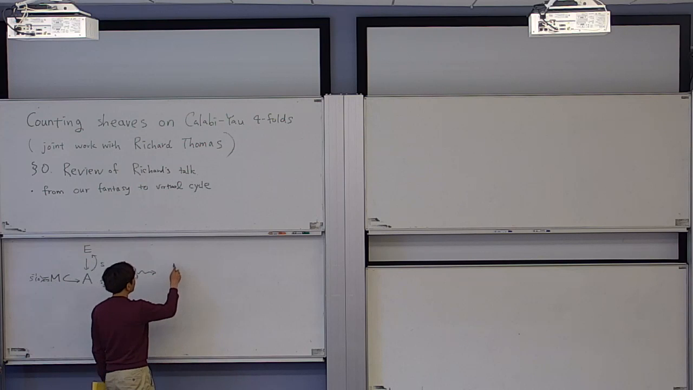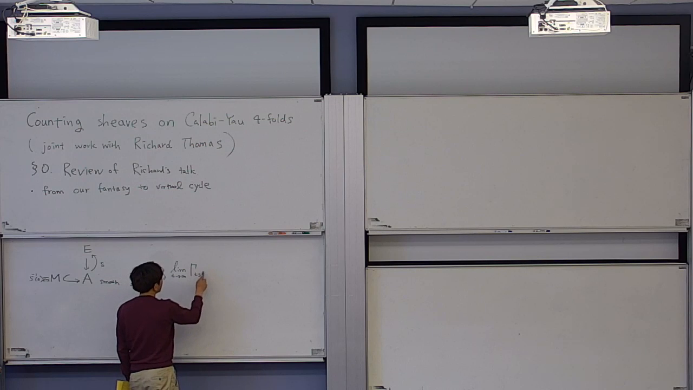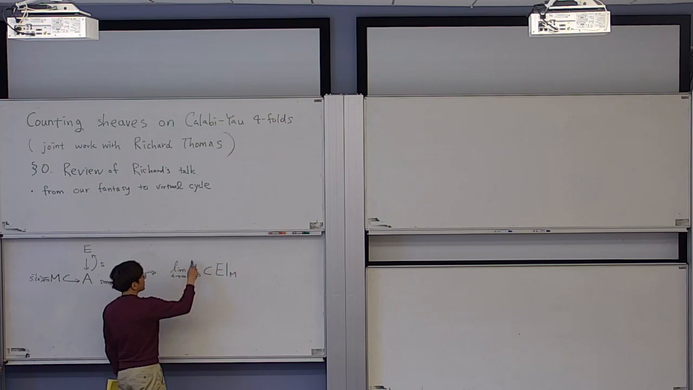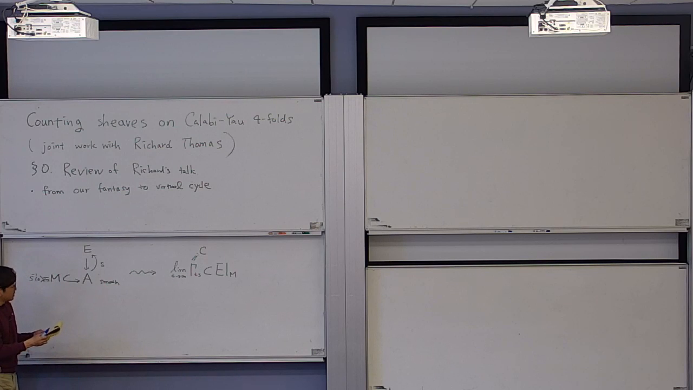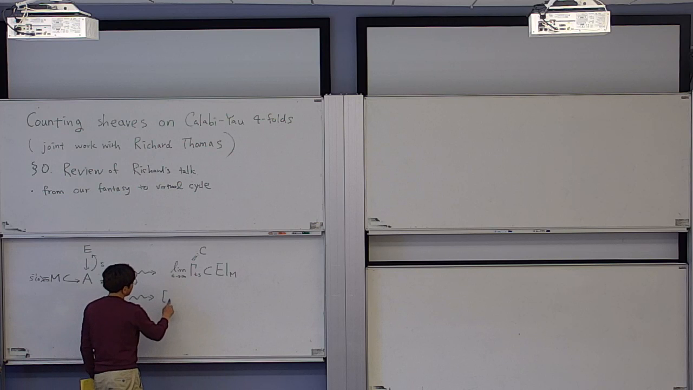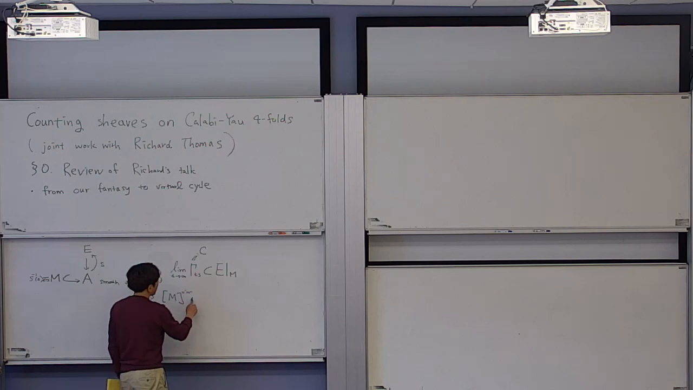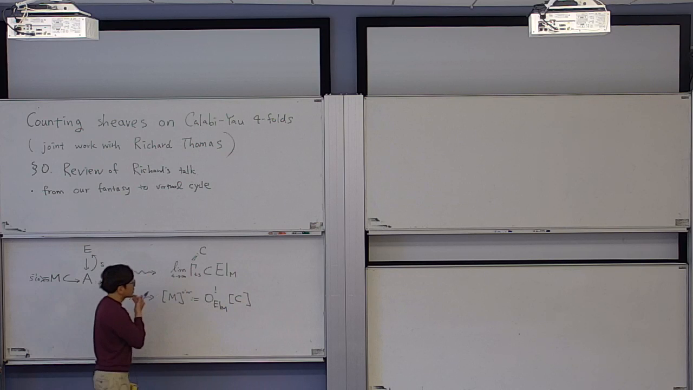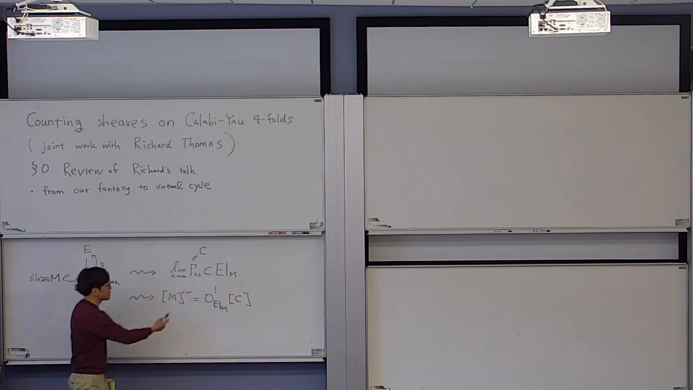we define a cone as a limit of graph. This limit is contained in E restricted to M as a space, and let's call this cone C. Then the virtual cycle was defined to be the image of the inverse of this Gysin isomorphism.